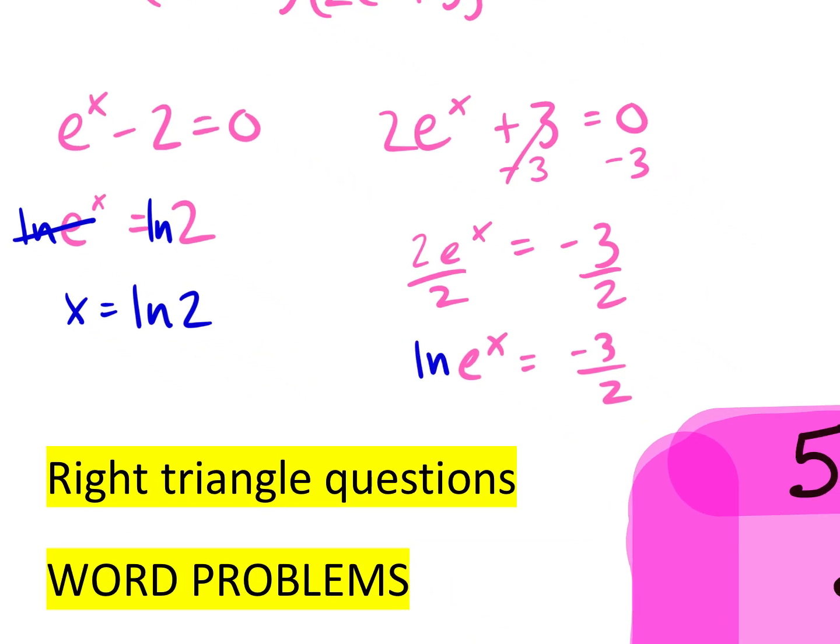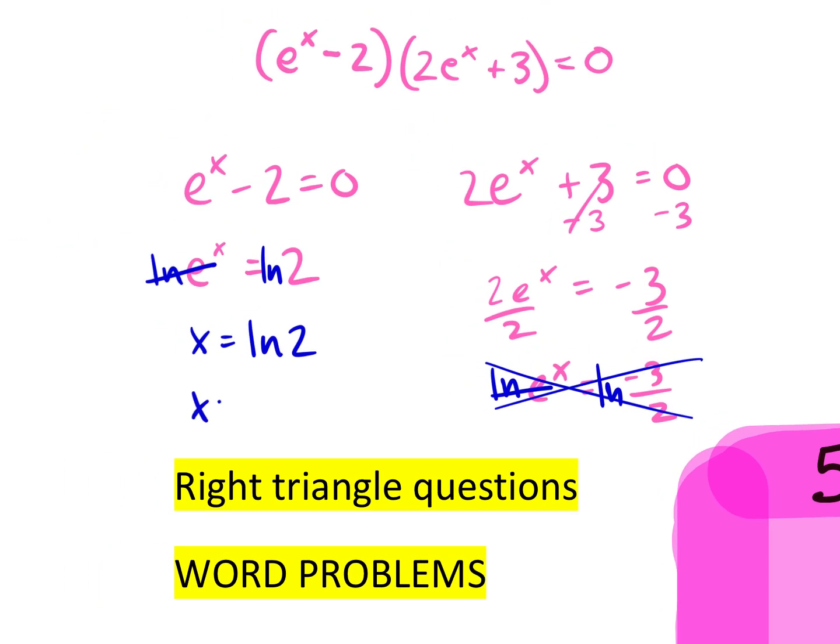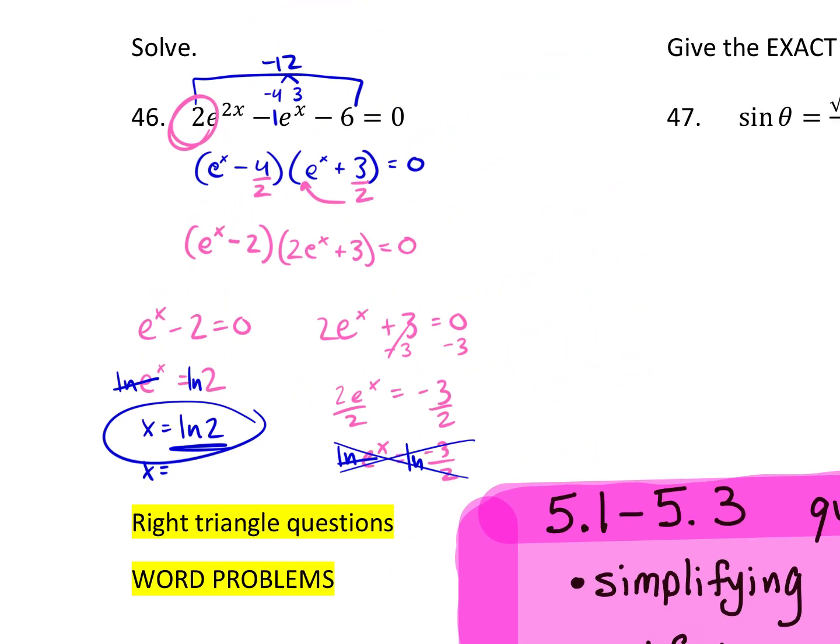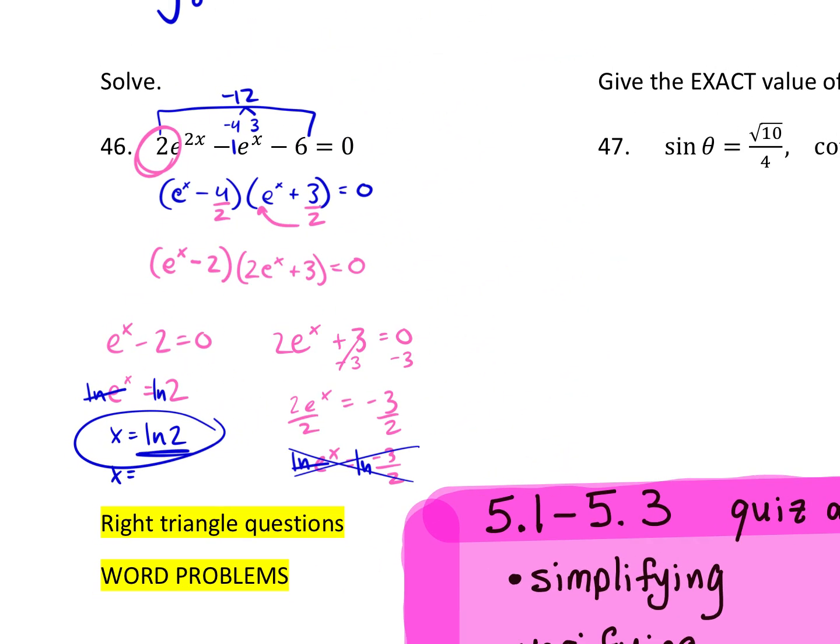Same thing with the other one. We'd take the ln of both sides. Can we take the ln of a negative? No, you can try in your calculator. It's going to say error. So this doesn't give us any answer. So it would just be x equals whatever the value of ln of 2 is. You can put it in your calculator to find out.